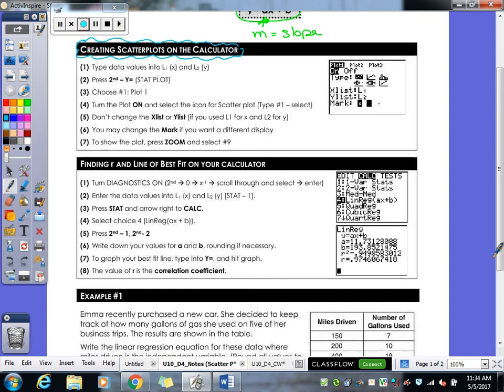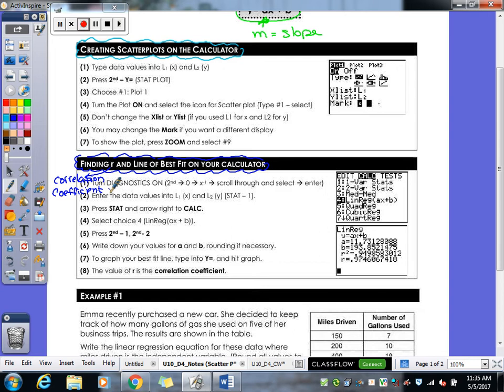And then down here are the directions, again, in case you need them later on, for finding your R value and your line of best fit. Remember, the R value is your correlation coefficient. And the correlation coefficient tells us how strong of a connection we have. If your correlation coefficient is close to 1, it's a strong correlation value. If it's closer to 0, it's kind of a weaker value.